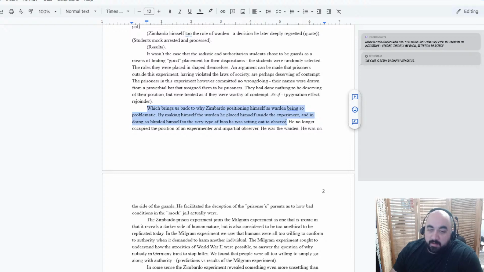I think he might have had more of an agenda going into the experiment, rather than just being caught up in it, which is the narrative that he describes when he talks about it publicly, which he does quite a bit. He is famous for this experiment. He no longer occupied the position of an experimenter or an impartial observer. He was the warden, he was on the side of the guards, he facilitated the deception of the prisoners' parents to show how bad the conditions in the mock jail really were.